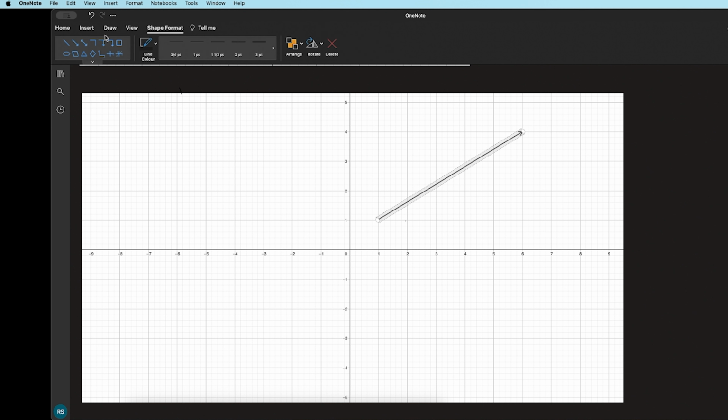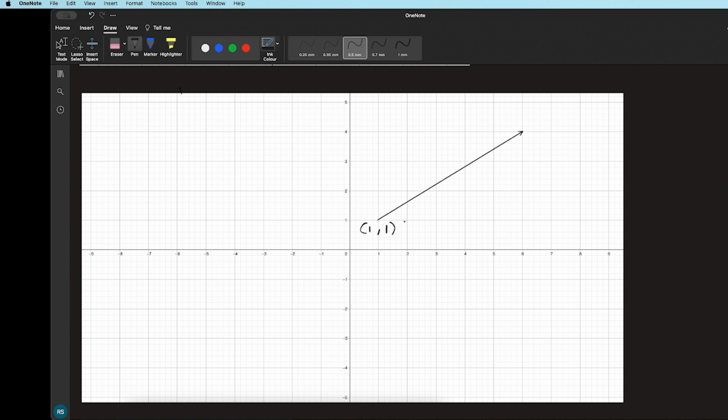Okay, so this is the displacement vector. This displacement vector starts from (1, 1) and ends at (6, 4). Let me denote the starting point as point A and the ending point as B. What the displacement vector tells us is how we can start and reach the ending point. So this is what the displacement vector tells.